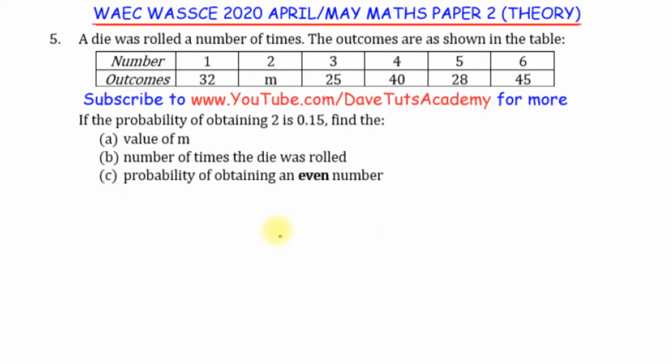This is a question on probability, and we are told that a die was rolled a number of times and the outcomes are shown in the table. So here is the table in which the numbers of the die are shown at the top and the outcomes are shown at the second row.